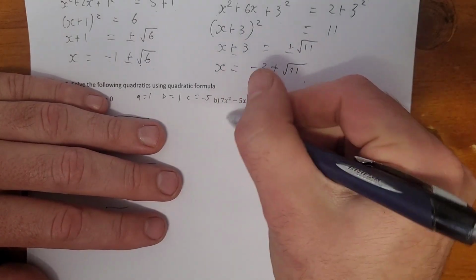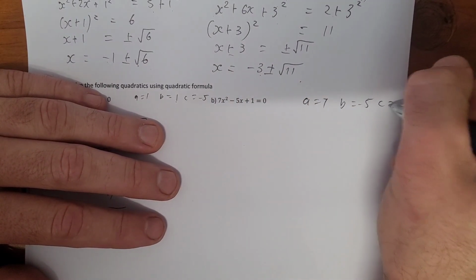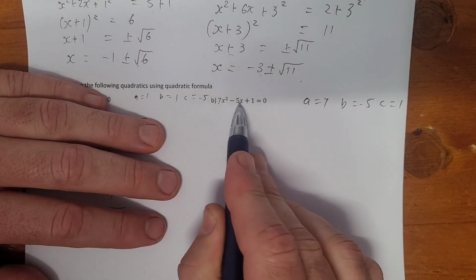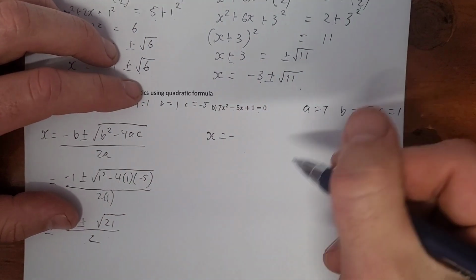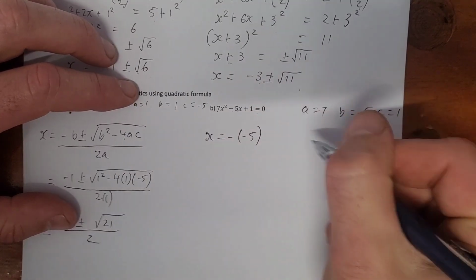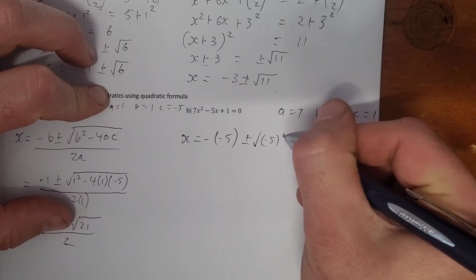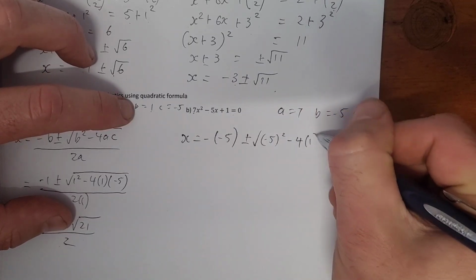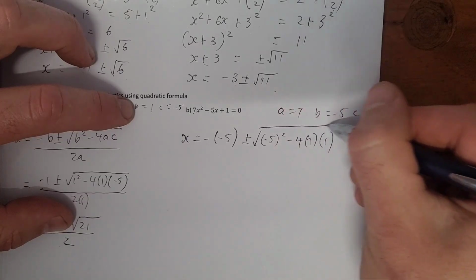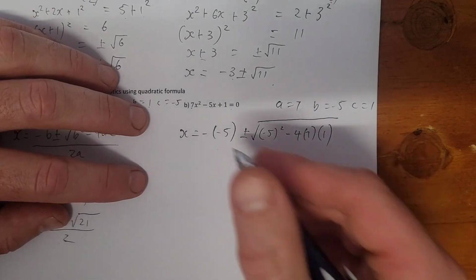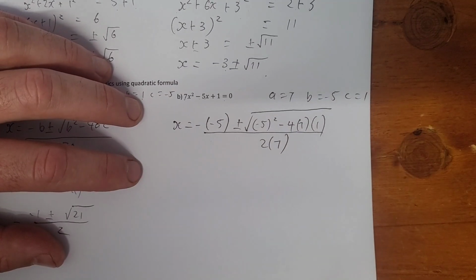Okay, over here we would have a is 7, b is minus 5, and c is positive 1. So we would have x is minus the b value plus or minus the square root of the b value squared, take 4 times a is 7, and c is 1. And put that square root over the top. And that's all on top of 2 times a, where a is 7.